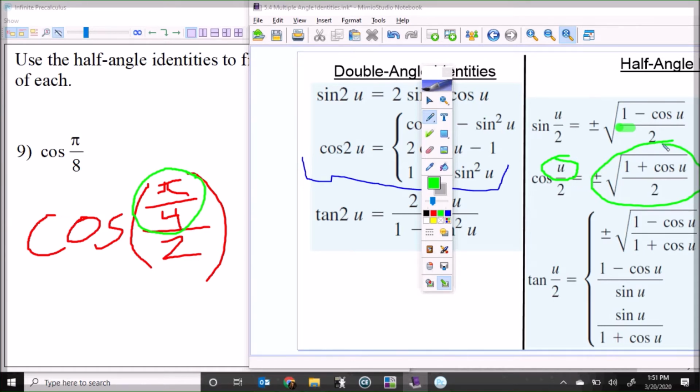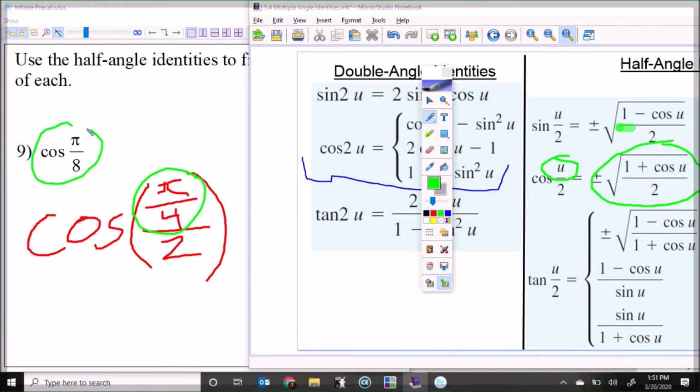Now notice it has a plus or minus in front of it, and we know that the plus or minus came from the identities on the far right side that had the square on them. So if I took a square root, I have to take a plus or minus. But our answer isn't going to be plus or minus. We know which one it's going to be.